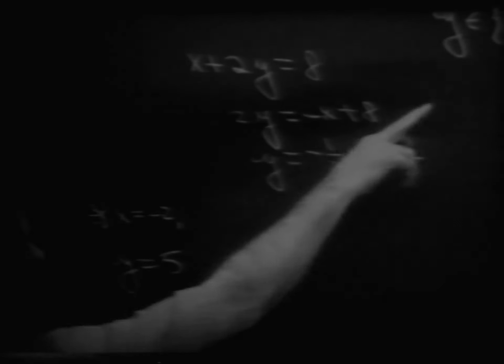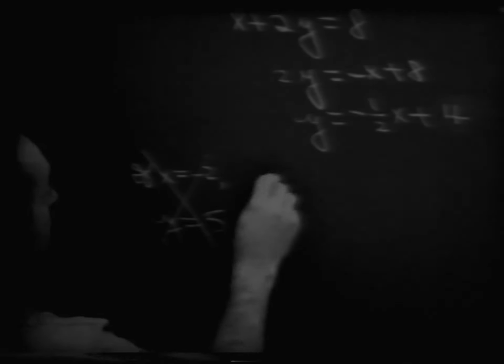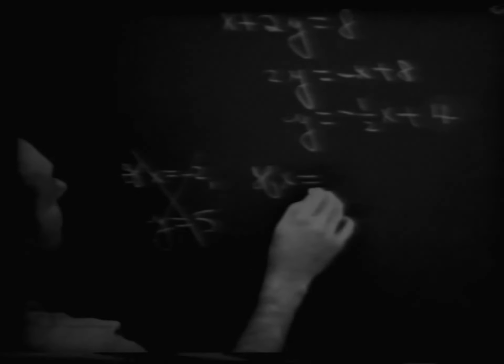Now 5 is outside of our domain here, outside of our replacement set for y, so this ordered pair of numbers is not in our solution set. Is that right? Let's try the next case. If x is equal to what?